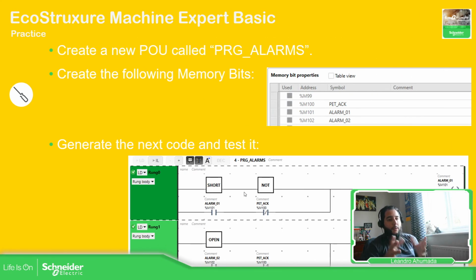So we have seen here the different uses, how you can work with this not, short, and open in code. And this is it. This is very simple how to use this. Click on the element and then click on where you want to put this function block in your code.